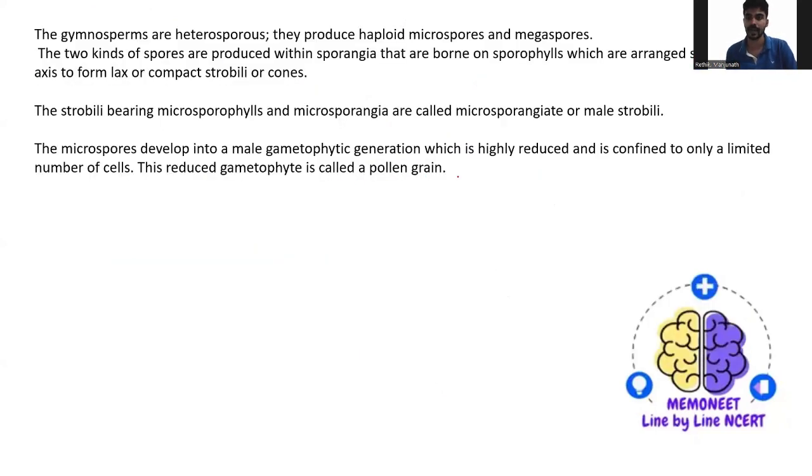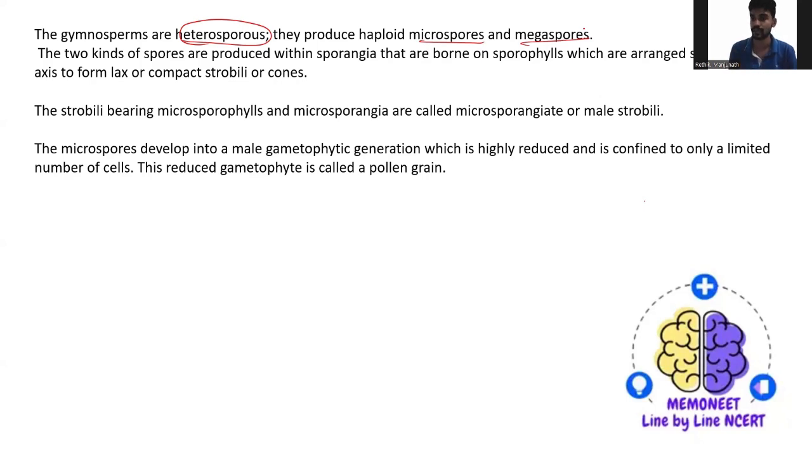Coming to the next part, the gymnosperms are basically heterosporous. What do you mean by heterosporous? That means they produce haploid microspores as well as megaspores. So both can be produced, two kinds of spores: one is the microspores and the other is the megaspores.